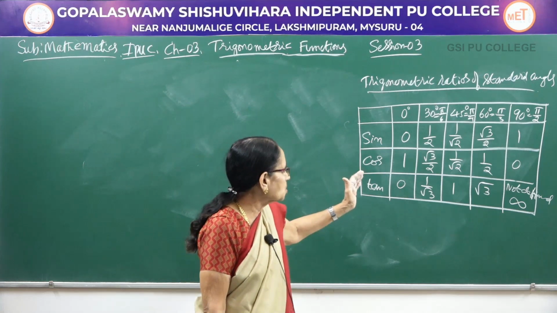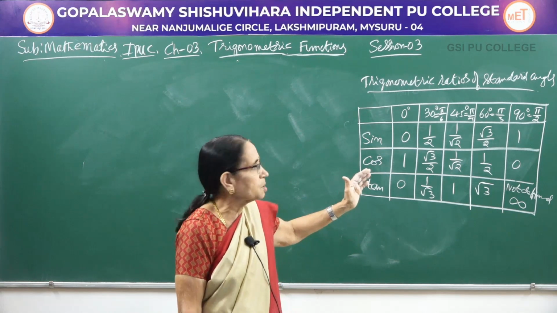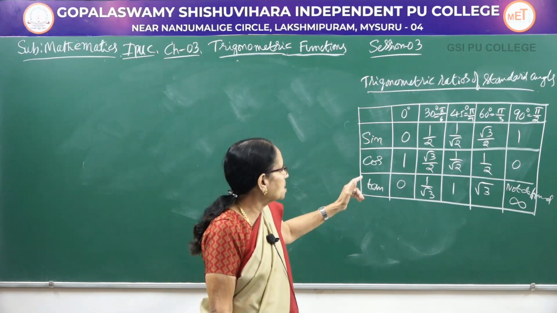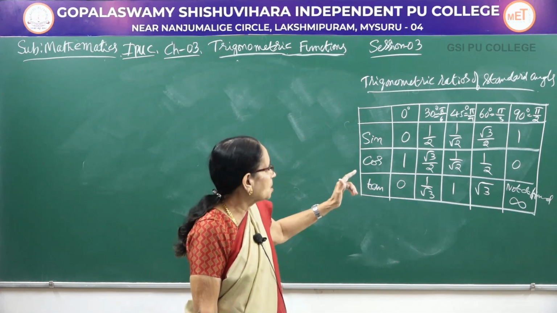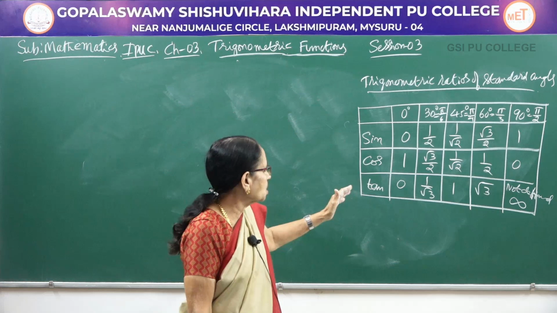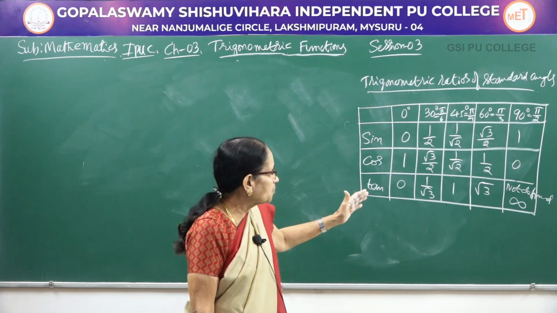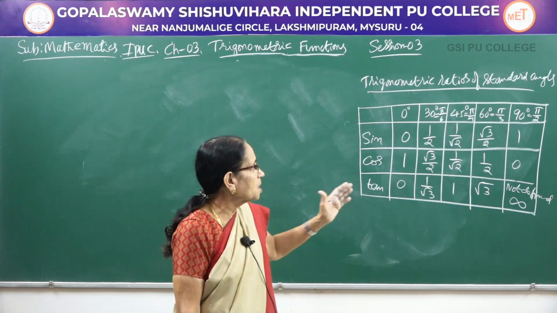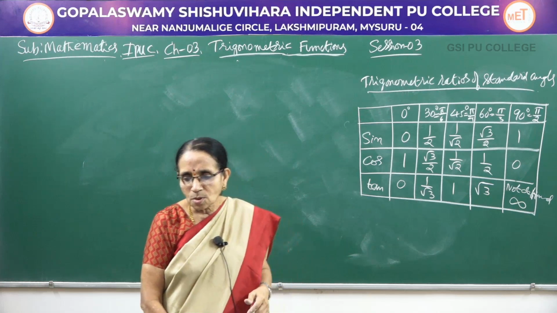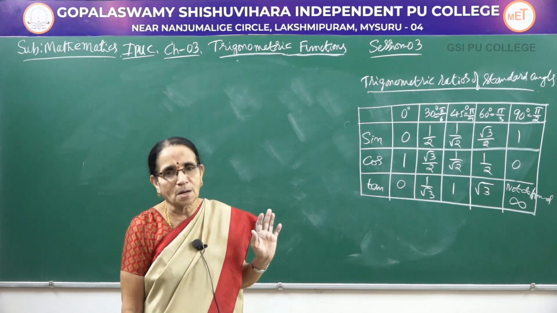Remember: sin 0 is 0, sin 30 is half, sin 45 is 1 by root 2, sin 60 is root 3 by 2, sin 90 is 1. Similarly, cos 0 is 1, cos 30 is root 3 by 2, cos 45 is 1 by root 2, cos 60 is 1 by 2, cos 90 is 0. And tan 0 is 0, tan 30 is 1 by root 3, tan 45 is 1, tan 60 is root 3 and tan 90 is not defined; you can denote it by infinity. So these are the values you have to remember very well, they are very important.